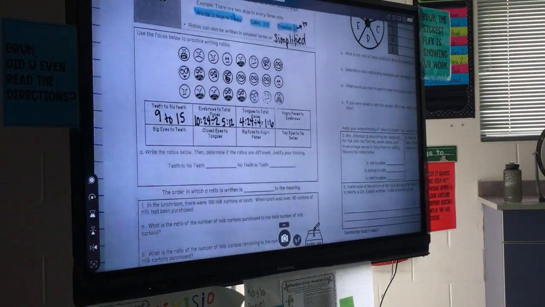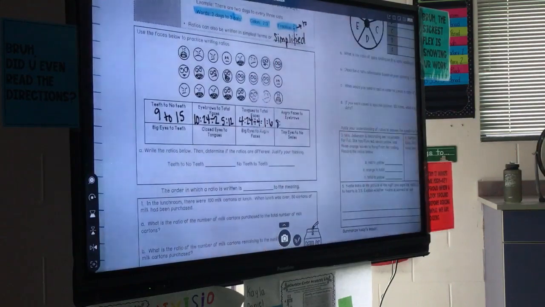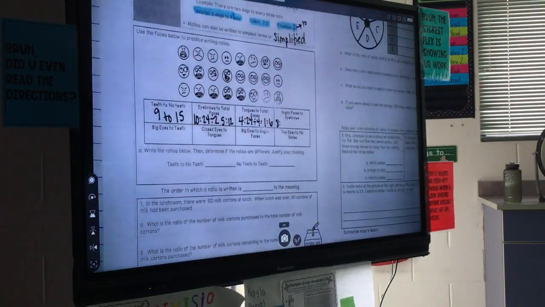Sophia. 7. Nope. 5. Charles. 9. Nope. The majority of the ones using the eyebrows. Kaden? 8. Yes. So you have 8, and then 2 eyebrows. So we're looking for 8 angry faces to 10 eyebrow faces.